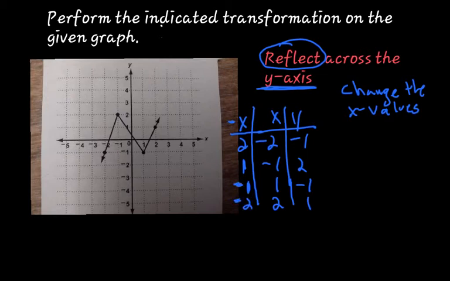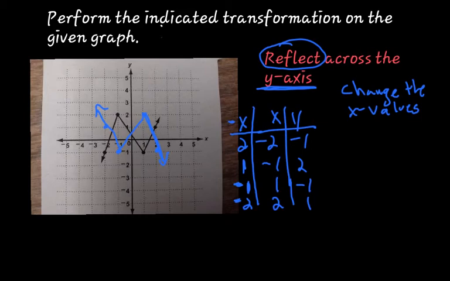So you plot the points, not the middle column, but the new x and the y didn't change. So 2, -1, 1, 2, and then -1, -1, and -2, 1, and you make your shape. So you flip. That's what we did. We flip across the y-axis.